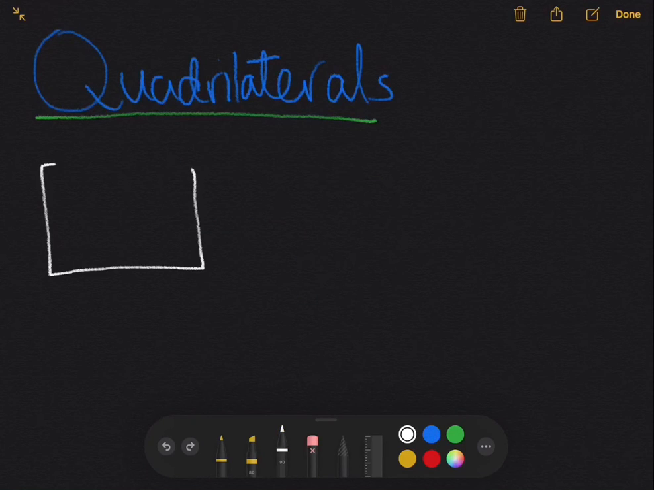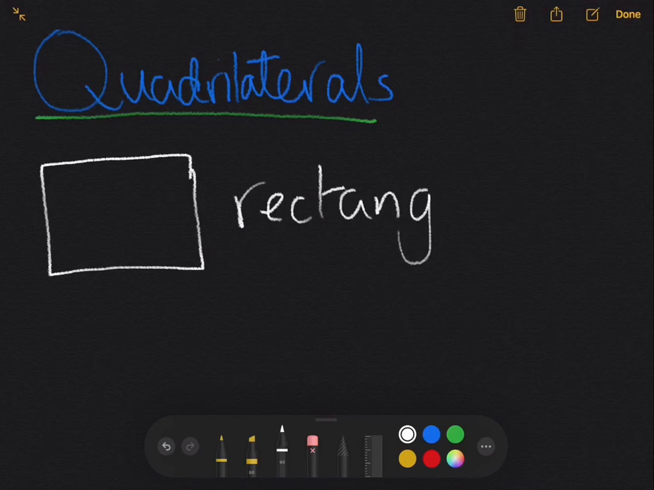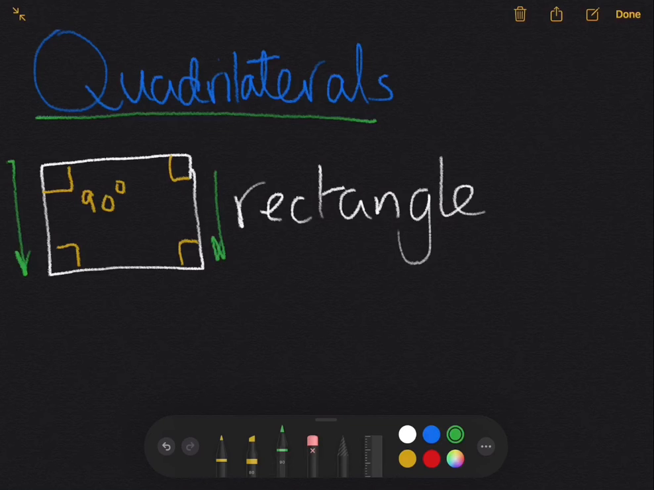So just as with yesterday, we start off with the simple ones. Now, this here is a rectangle. And what's special about a rectangle is that all of its angles are right angles, meaning that they are 90 degrees. And it's got 2 pairs of parallel lines. It's got parallel lines on the sides, and it's got parallel lines on the top and bottom.